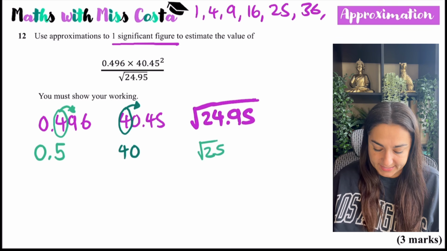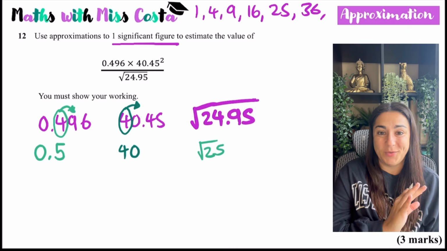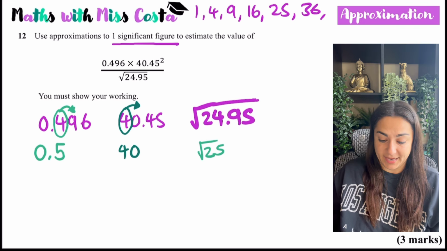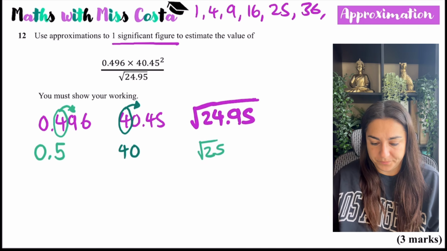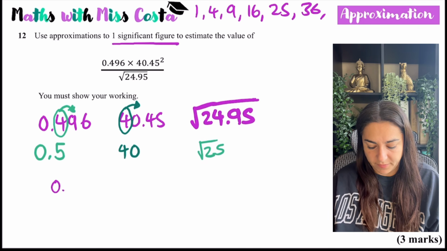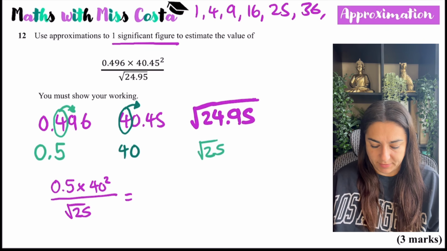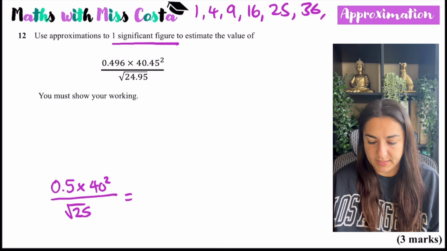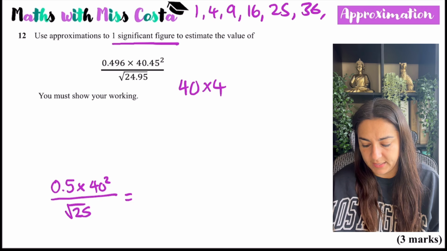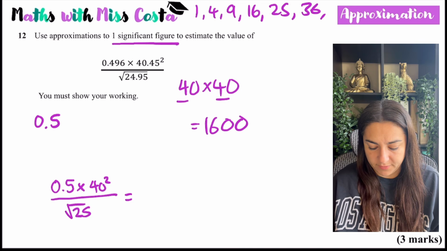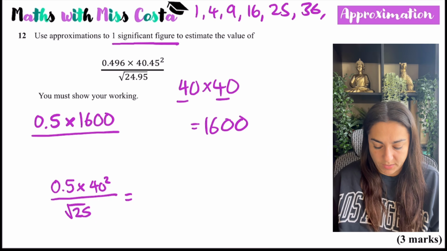I'm going to calculate it. So really, really, really important. You need to round everything before you do any of your work. If you actually calculate this calculation, you get nothing. So I've got 0.5 times by 40 squared over the square root of 25. Now 40 squared is just going to be 40 times by 40. So how would I do that? 40 times 40, you do 4 times 4, which is 16, and then add on these 2 zeros. So you've got 0.5 times by 1,600 divided by the square root of 25 would be 5.